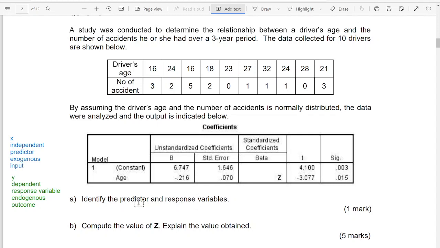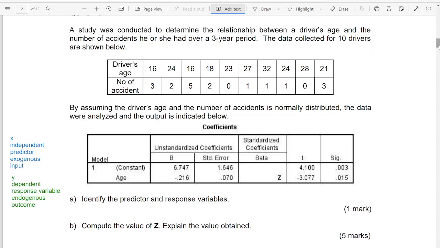So you can identify the predictor and the response variable by logic, looking at the data set, the data given, so which one depends on this one, or you can look into the question itself. In the table given here, you already see that age is in the model. So whatever is written in the model in this box will be the independent variable. So this is the predictor variable.